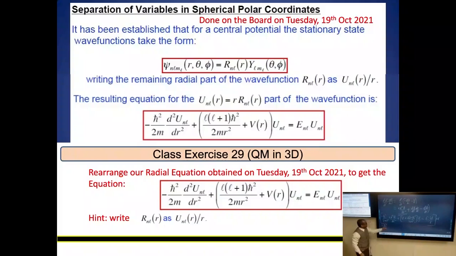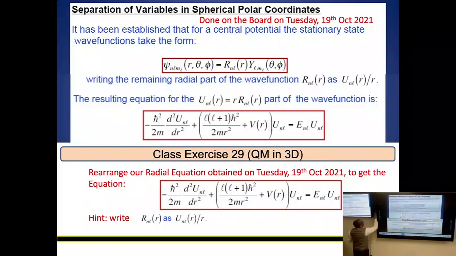We get, anybody? 2m, you see that little r and this one, r squared, so they cancel. And then d squared u dr squared plus what? All the same. V, all that stuff, H bar squared over 2mr squared. Because this cancels this, and then there is a u right there, equals e, which is what we wanted to show in order to solve. So no magic, we're almost there.